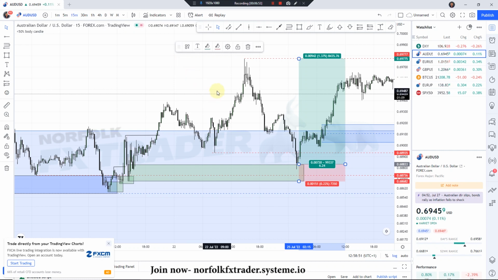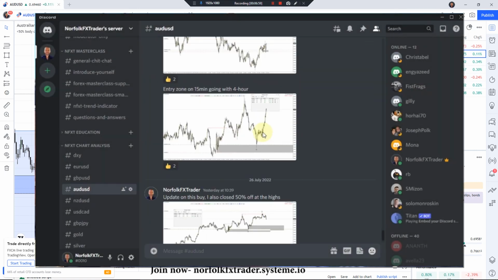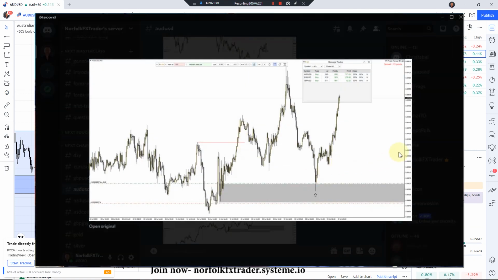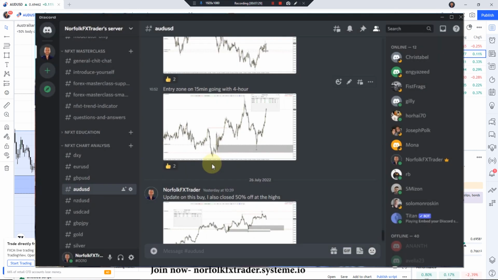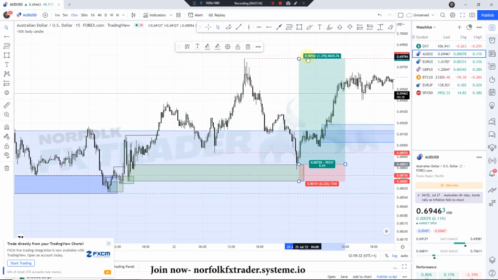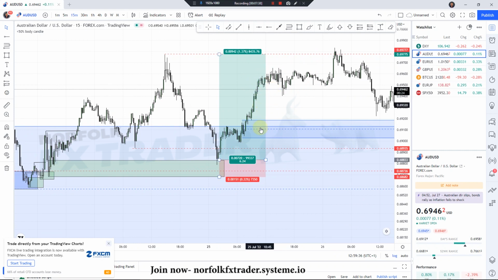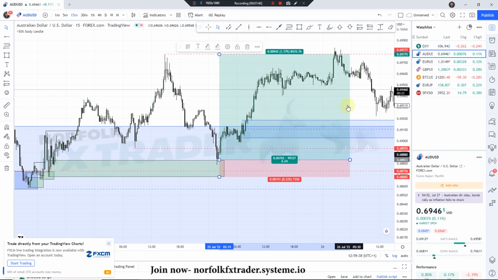But as you'll see now popping up on the screen is where I was actually sharing this inside that Discord community. Just so you can see the community is actually active, and this is what I'm actually sharing inside that channel. So that was my first entry taken. My first take profit was taken at this high. You can see as we move across, that's where that first profit target was taken, just as we come into this area.